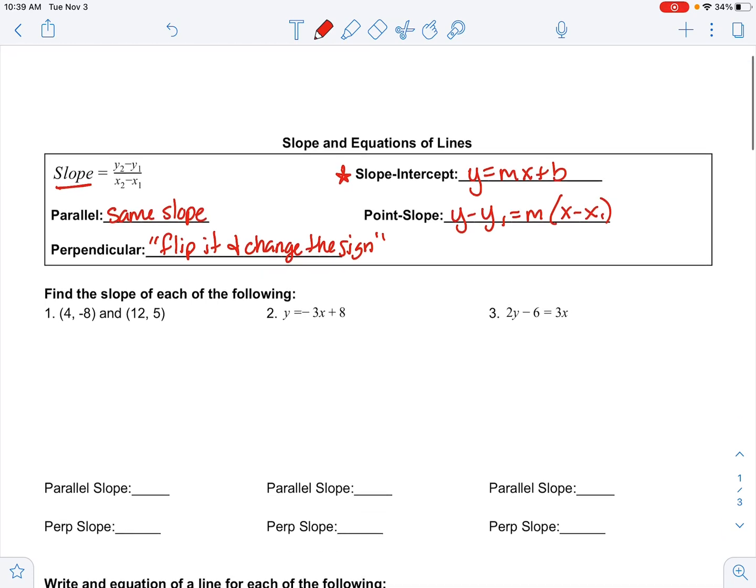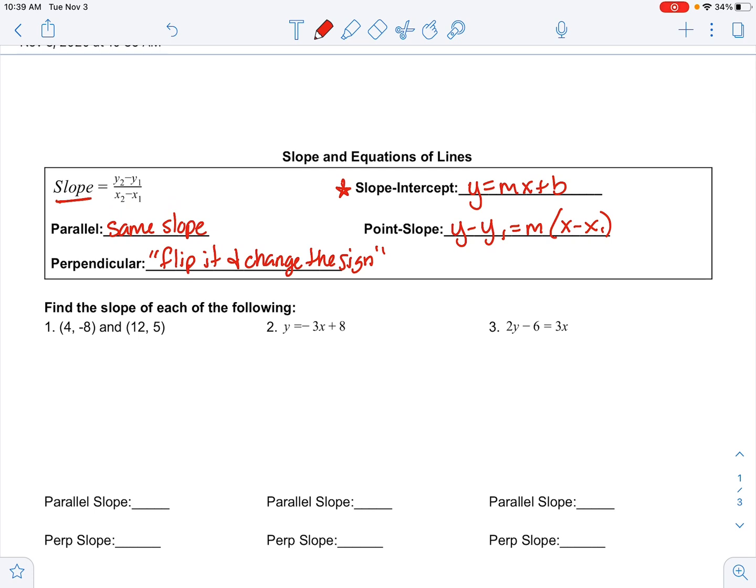Okay, so these first couple problems should look pretty familiar from Monday and Tuesday. We're going to find the slope, and then we're going to find the parallel and perpendicular slope to that equation. So if my line goes through the points 4, -8, and 12, 5, I want to find the parallel slope and perpendicular slope. Well, the first thing I have to do is find the slope. Remember, when you're given 2 points, you can either use the equation or you can make a table. If I use the equation, my first step is to label x1, y1, x2, y2, and then plug it into your equation that's up here at the top.